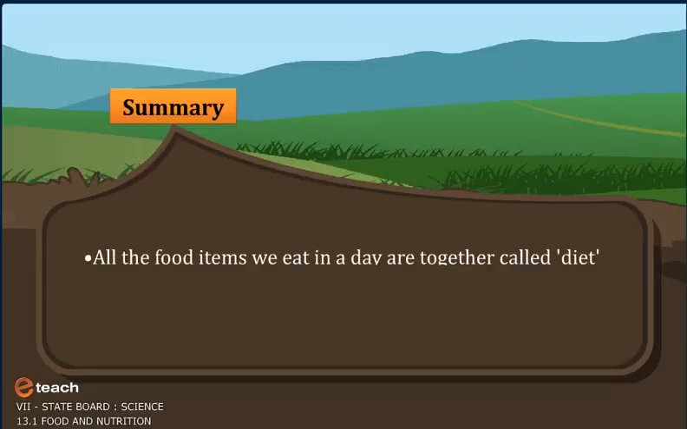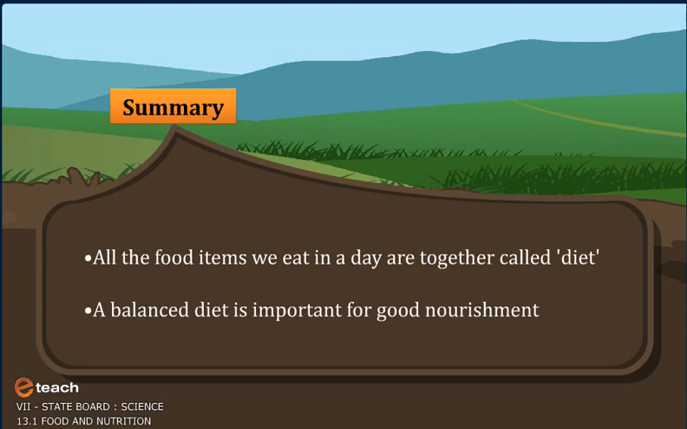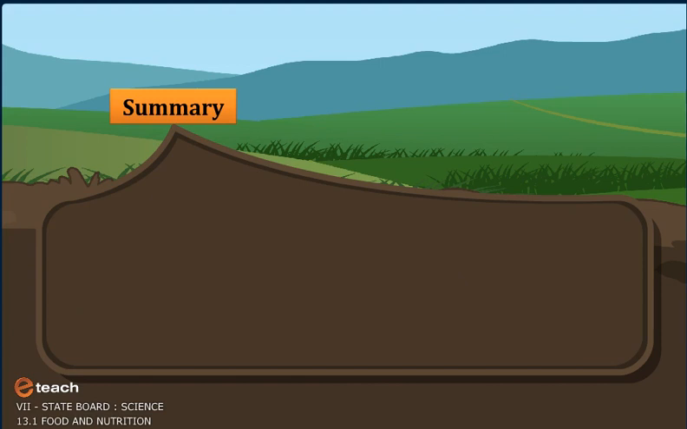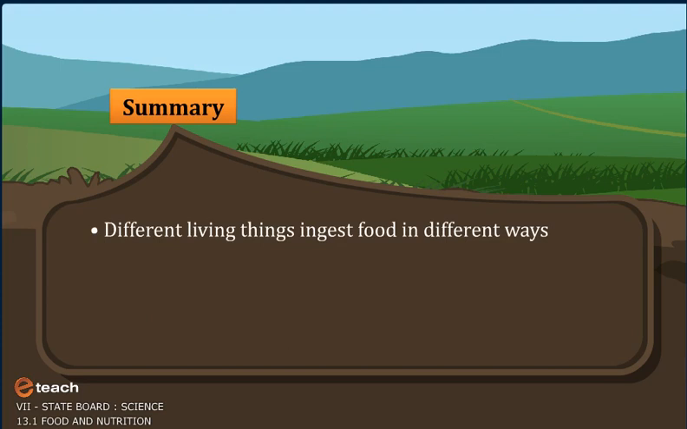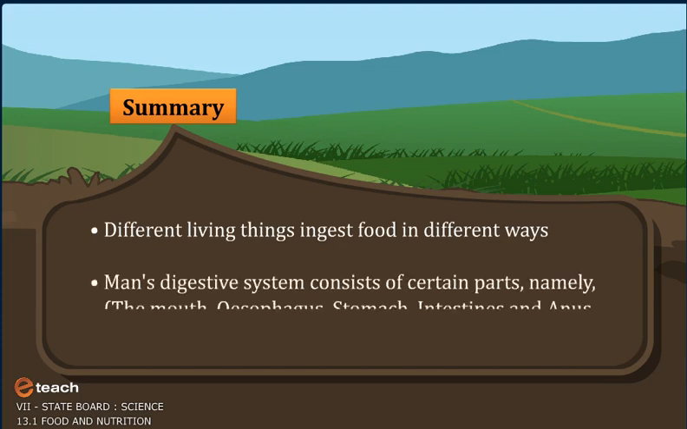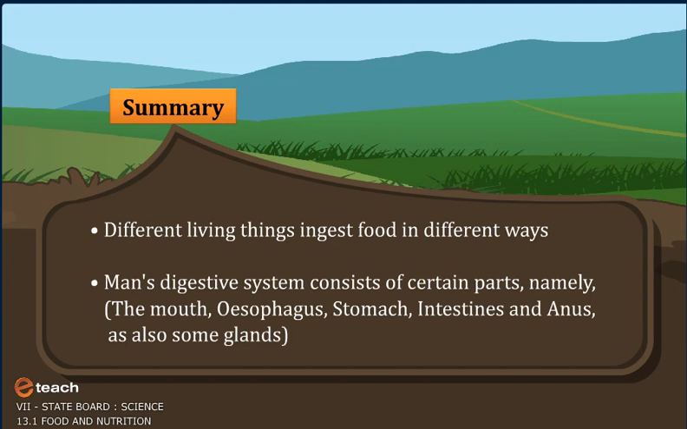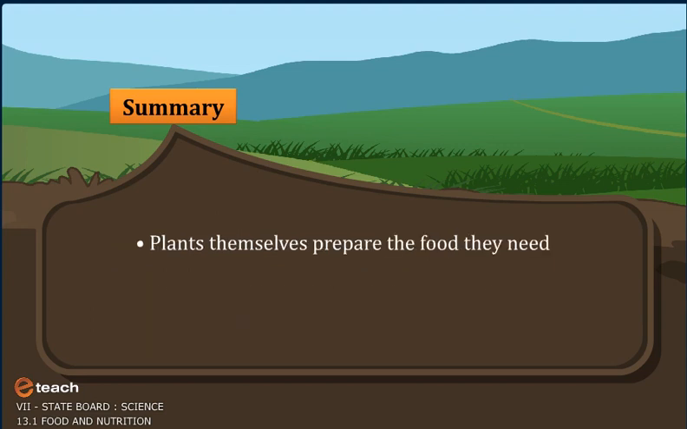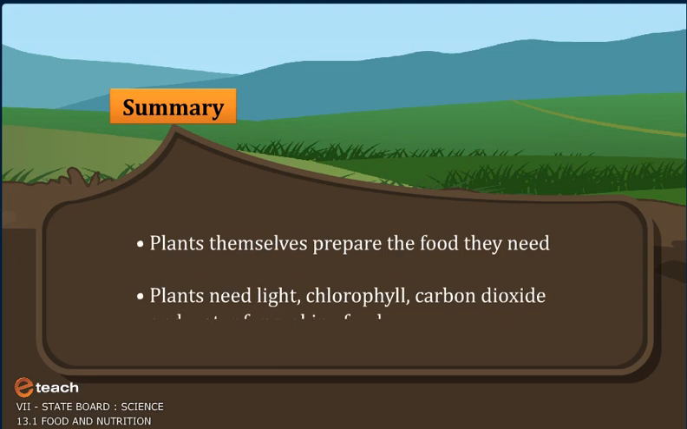Summary. All the food items we eat in a day are together called diet. A balanced diet is important for good nourishment. Different living things ingest food in different ways. Man's digestive system consists of certain parts, namely the mouth, esophagus, stomach, intestines, and anus, as also some glands. Plants themselves prepare the food they need. Plants need light, chlorophyll, carbon dioxide, and water for making the food.